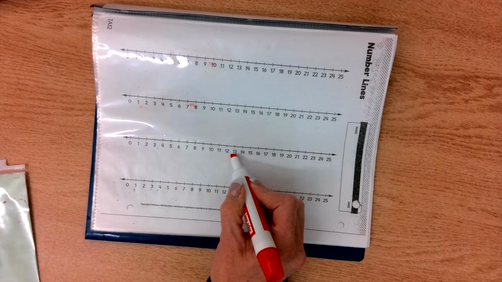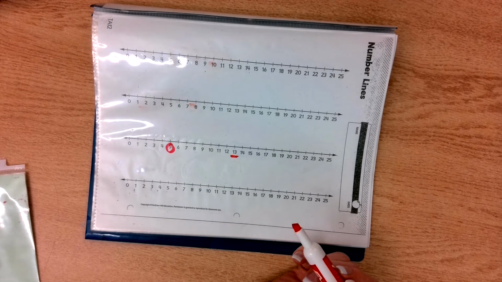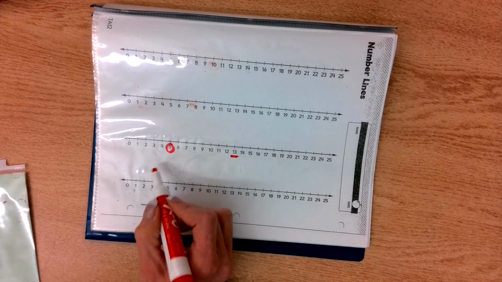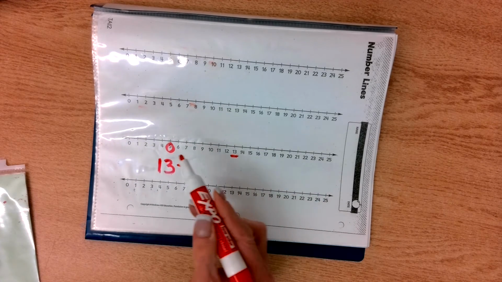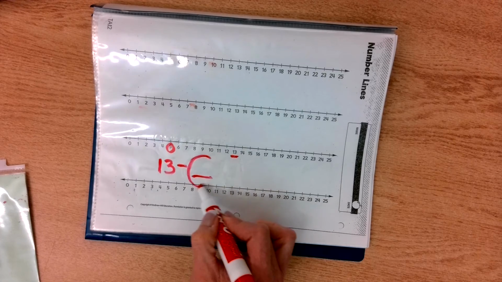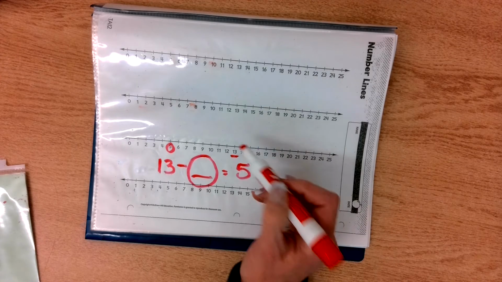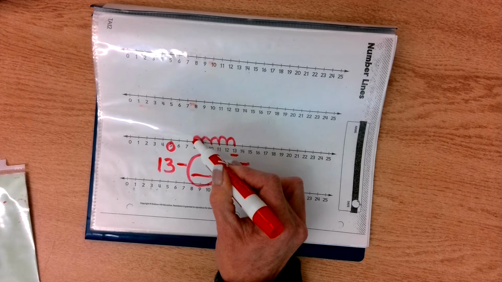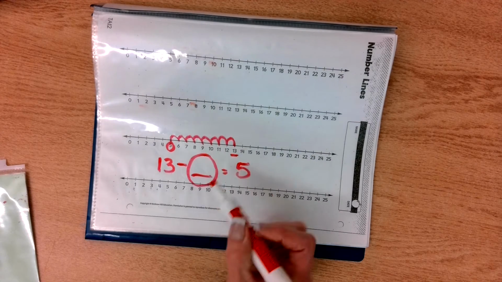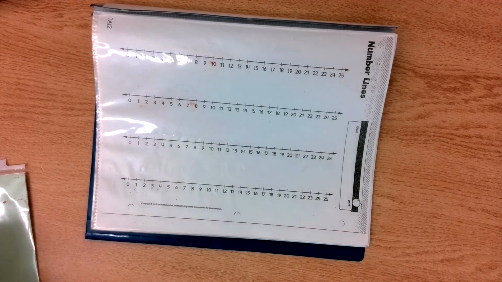Let's try a subtraction one again. We're going to start at 13, and we're going to hop back to 5. So we can start writing our number sentence already. We know that 13 is our first number. We know that we're subtracting because we're going back. We know that this is missing because we know that we're going to end up on 5. So we have to figure out what the missing number is. 1, 2, 3, 4, 5, 6, 7, 8. So this would be 8. Make sense? Perfect.